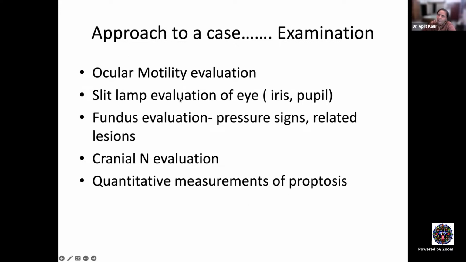So is all this clear? Is the anatomy, the correlations, the points of evaluation, and the approach to a case clear? Have I been able to get across or not? Yes, ma'am. Yes, ma'am.